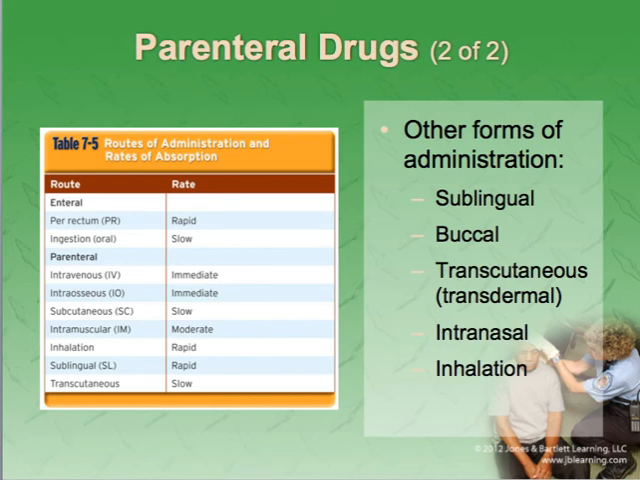If you can see here, you have the enteral routes: per rectum, which is rapid, and ingestion, which is your oral route, which is slow. And your parenteral IV is immediate, intraosseous is immediate, subcutaneous is slow, intramuscular is moderate speed, inhalation is rapid, sublingual is rapid, and transcutaneous is slow.